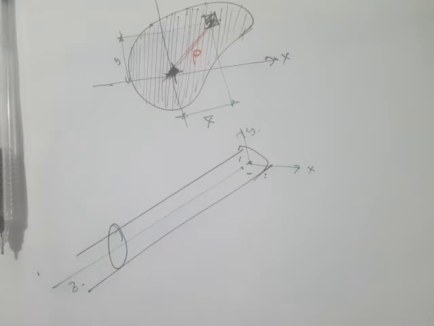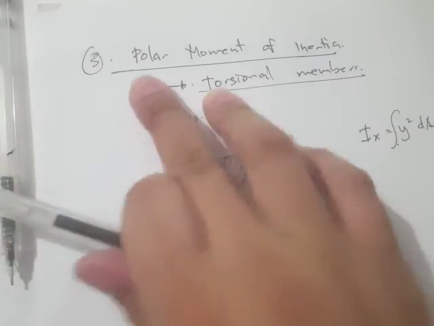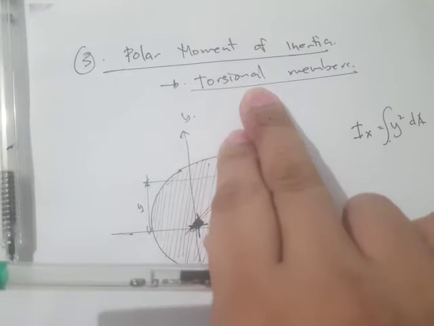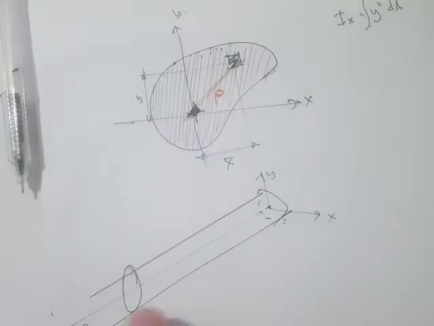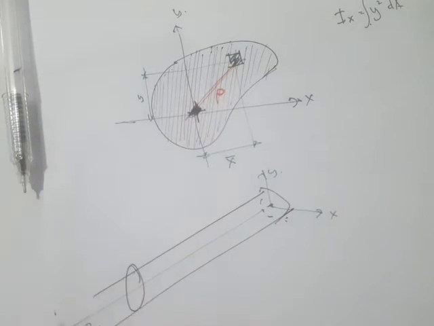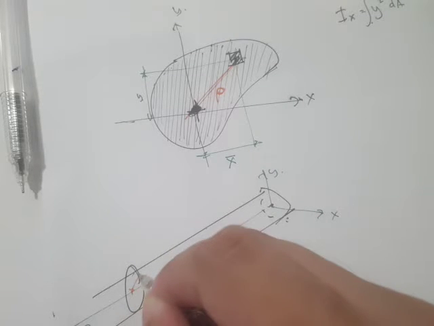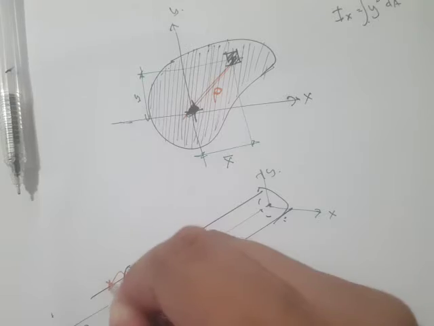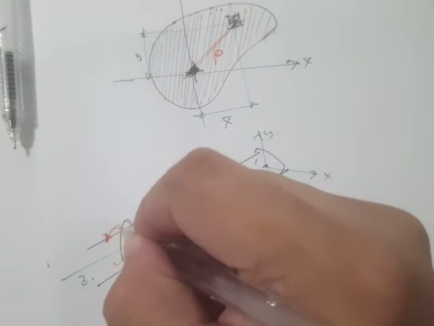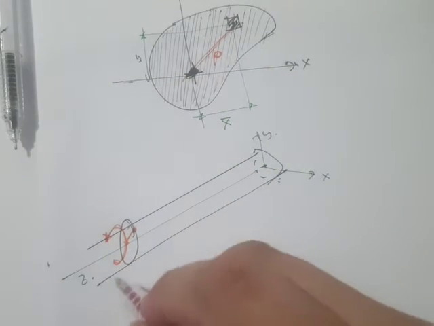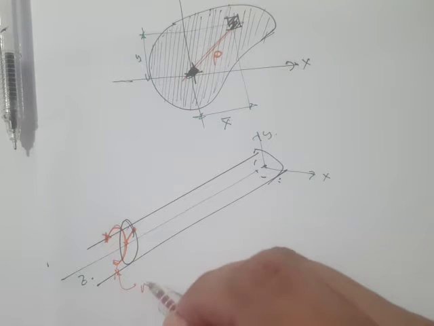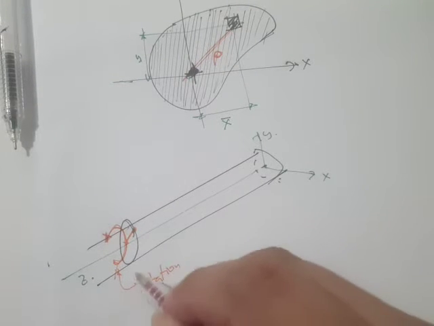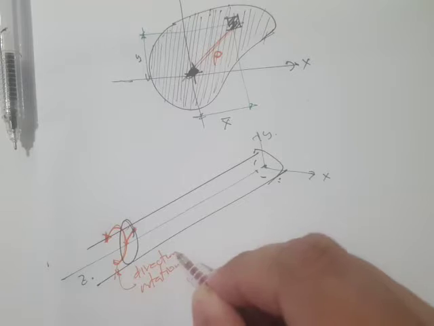So for polar moment of inertia, or for torsion, it's still a moment, except that the rotation is a resistance to rotation along this longitudinal axis. So this is the direction of rotation.